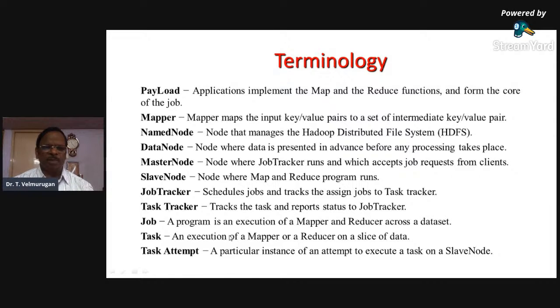A job is a program, an execution of a mapper and a reducer across a data set. A task is an execution of a mapper or a reducer on a slice of data. A task attempt is a particular instance of an attempt to execute a task on a slave node. These are the various terminologies used in the MapReduce method.